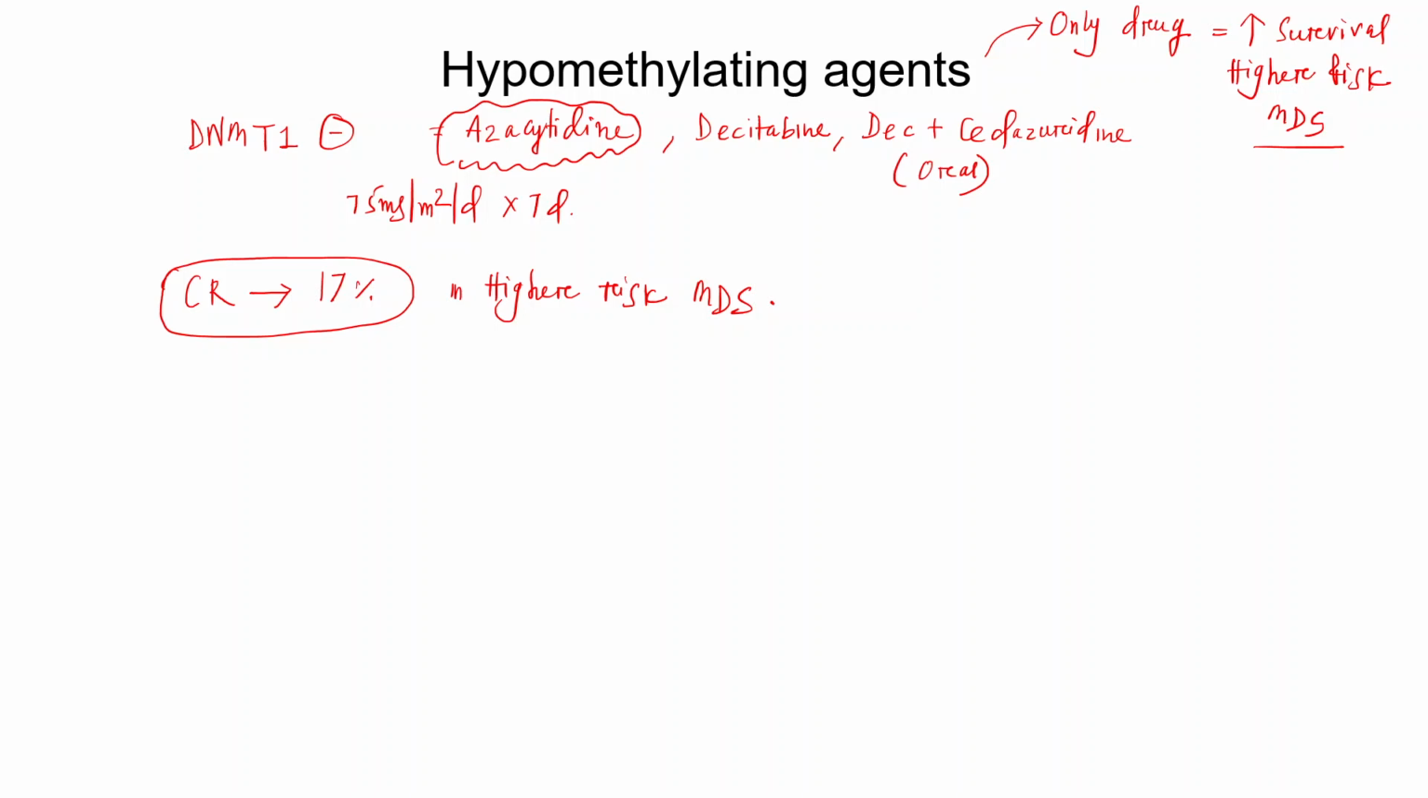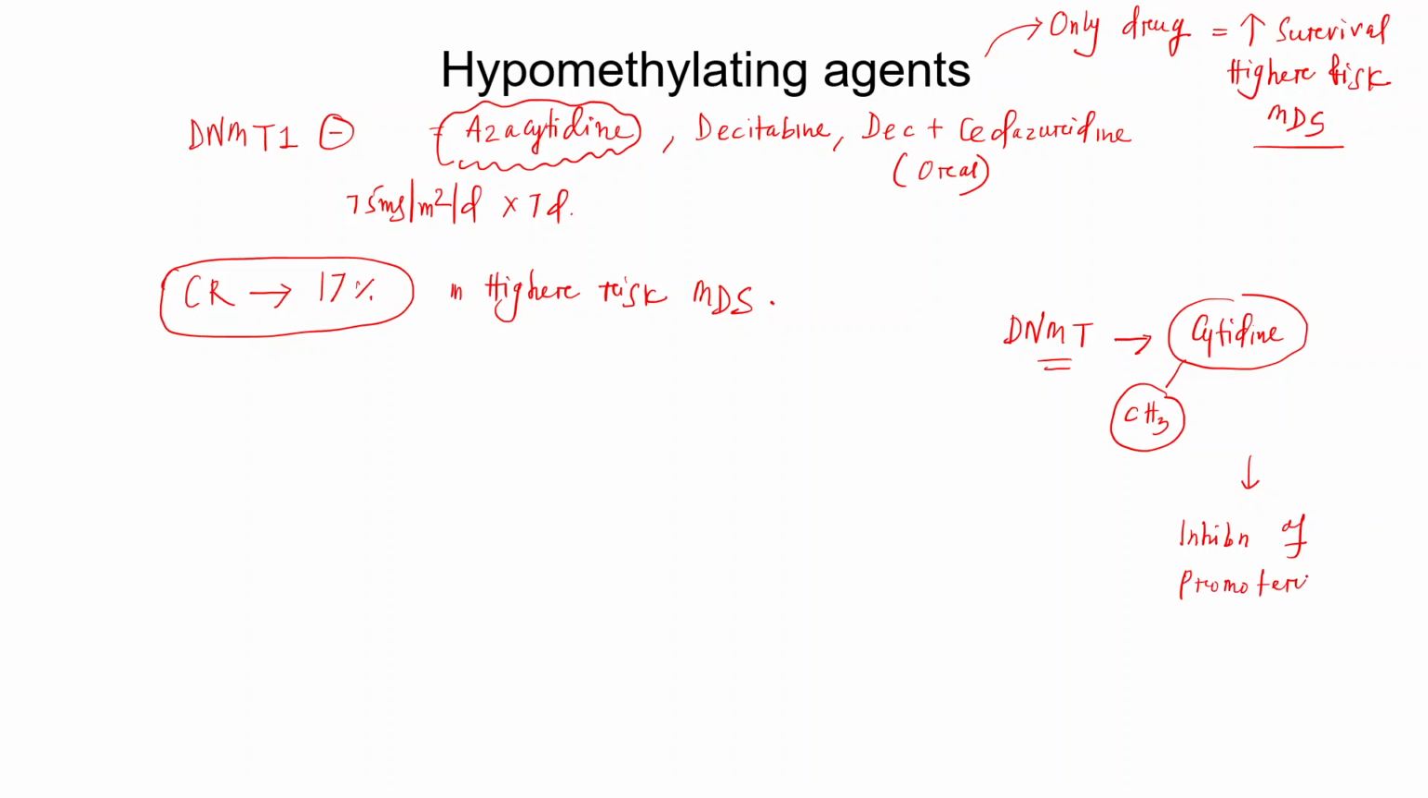The normal function of DNMT, DNA methyl transferase, is to add a methyl group to cytidine residues. So DNA will have these cytidine residues, and the function of DNA methyl transferase is to add the methyl group. The addition of the methyl group will cause inhibition of promoters. So ultimately, the DNA replication followed by the transcription and all those steps will be inhibited.